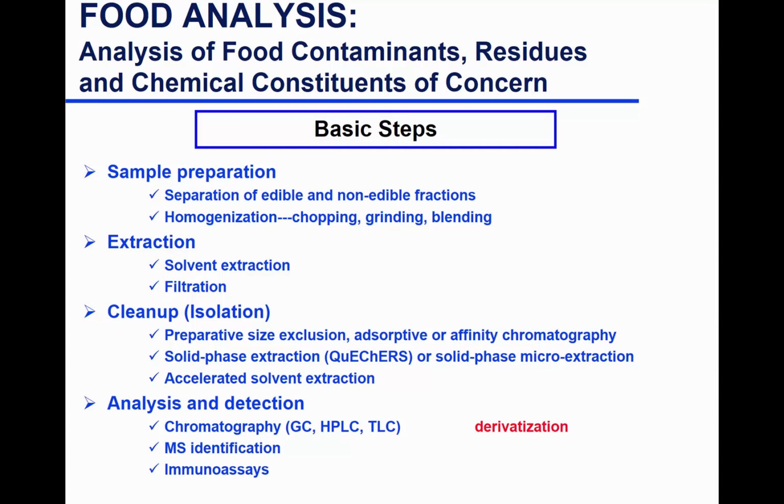Oftentimes your analysis is with chromatography. Sometimes you need derivatization if it's a GC method, and most of the time identification is by MS. Other common methods are immunoassays that are semi-quantitative for many of these constituents.